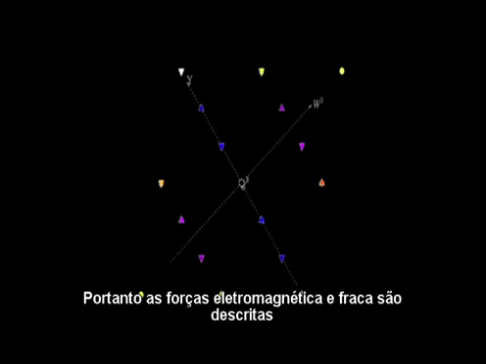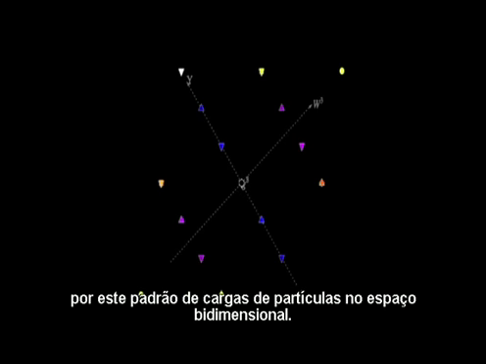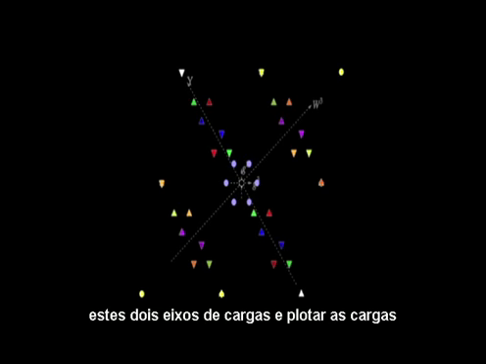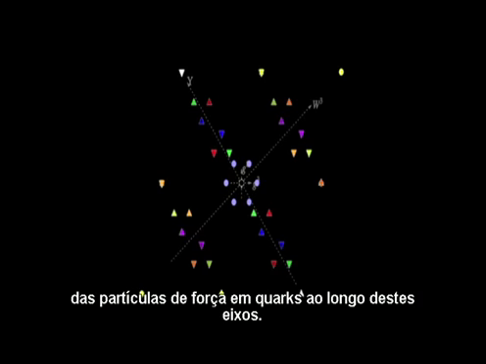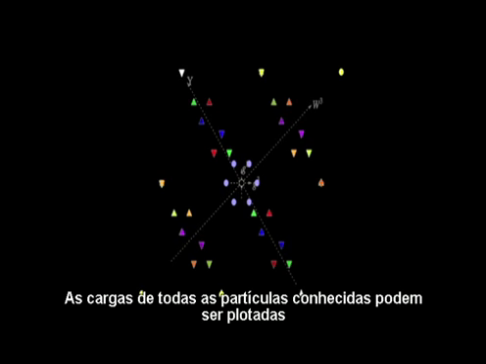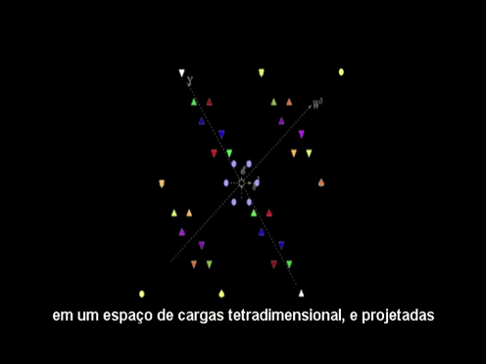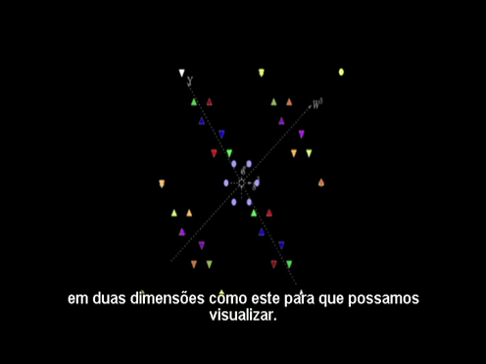So the electromagnetic and weak forces are described by this pattern of particle charges in two-dimensional space. We can include the strong force by spreading out its two charge directions and plotting the charges of the force particles and quarks along these directions. The charges of all known particles can be plotted in a four-dimensional charge space and projected down to two dimensions like this so we can see them.